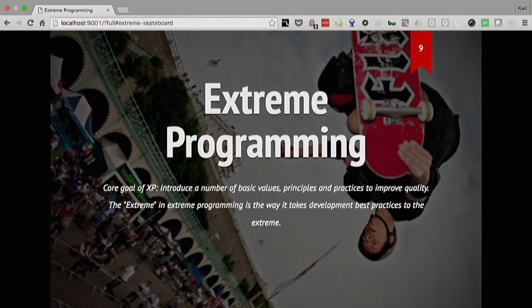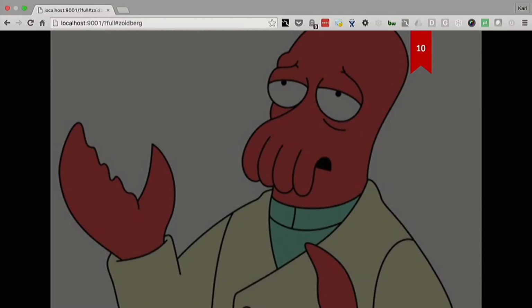So I want to talk about extreme programming, because this talk is really about putting extreme programming practices in with accessibility. The core goal of XP is to introduce a number of basic values, principles, and practices to improve quality. The extreme part is the way in which they took the development best practices to the extreme. A lot of the extreme programming stuff was created by guys like Ron Jeffries and Kent Beck, and they were part of this program to revamp HR software at Chrysler Corporation.